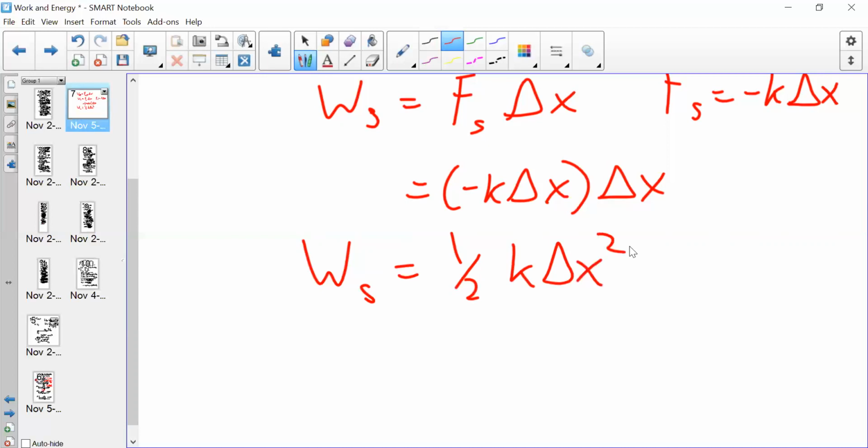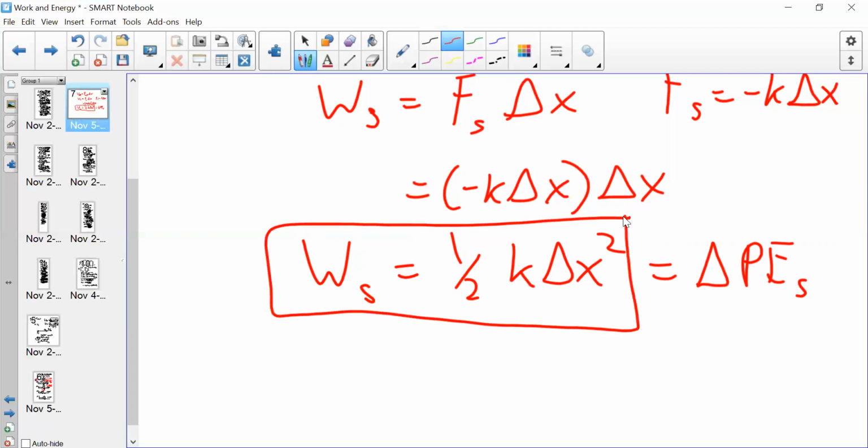That's just giving it to you, and then you'll use it in problems. That's going to be the same thing as the change in potential energy of the spring. Potential energy, that concept comes down the pipe. So this is our formula that we're about to derive.